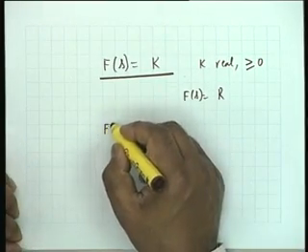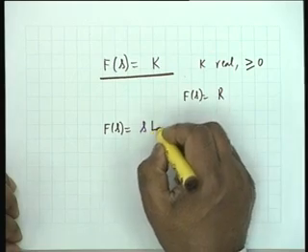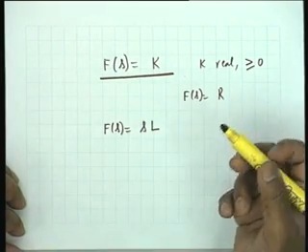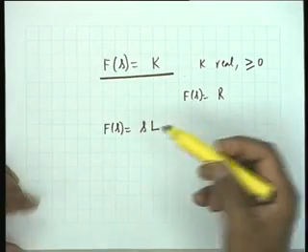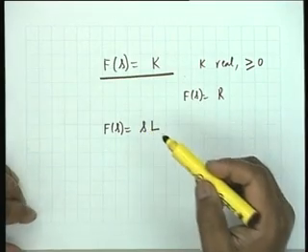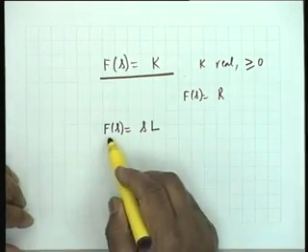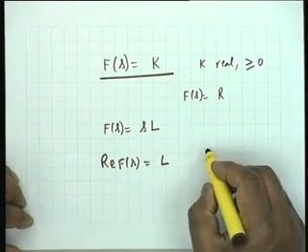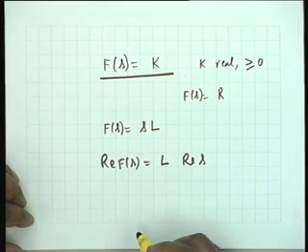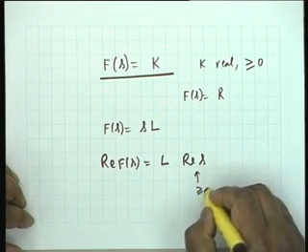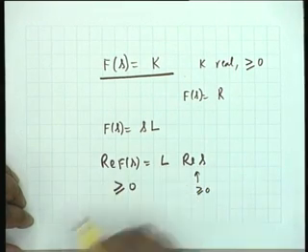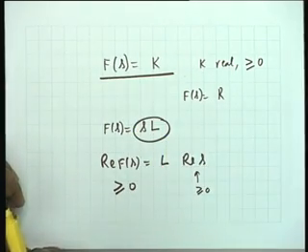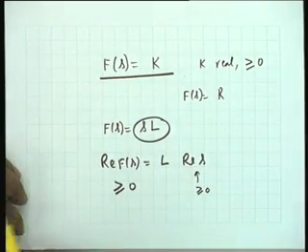The impedance of an inductor, f of s equal to s times L, this is the impedance of an inductor. This is also positive real, because when s is real, it is real, and when the real part of s is non-negative, the real part of f of s is equal to L times the real part of s, and therefore if this is non-negative, obviously this will also be non-negative. Therefore the impedance of an inductor is also a positive real function.